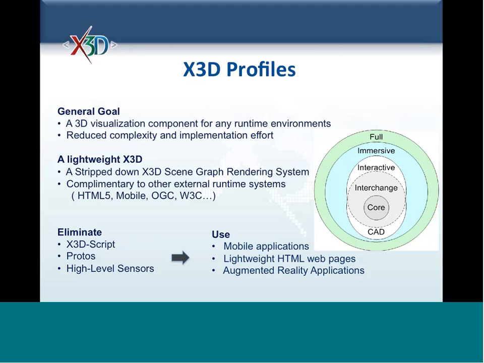There are a range of X3D profiles. They go from the core profile to different other applications. And the goal really of this is to make it available regardless of the complexity and the computational resources that are available on the platform. A lightweight X3D version uses the scene graph rendering system, and it is complementary to other runtime systems that you're already familiar with on the web and on mobile platforms. By having X3D profiles, it permits the developer to reduce the reliance on scripts, protos, and high-level sensors, and accelerates the use of X3D on mobile applications and in web pages, and for augmented reality applications, of course.